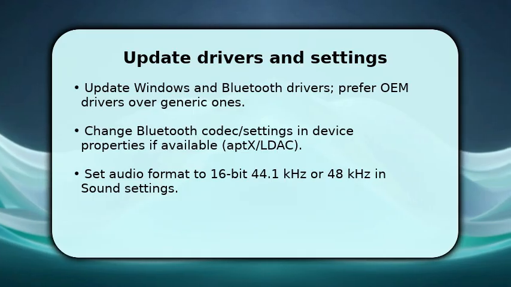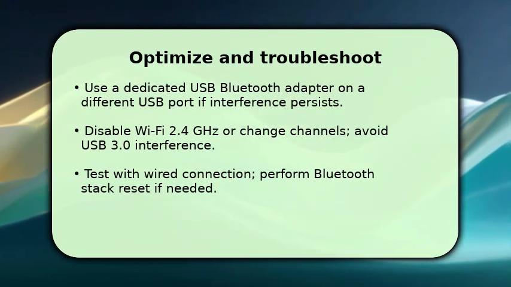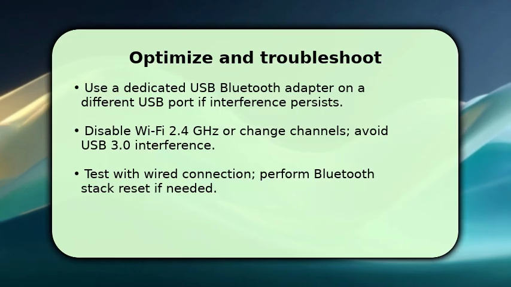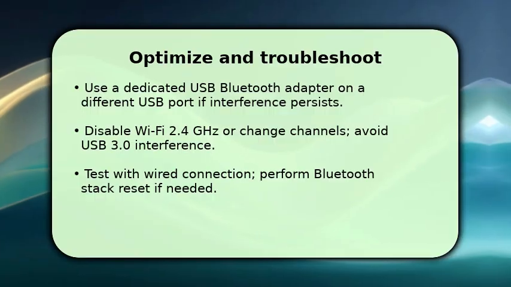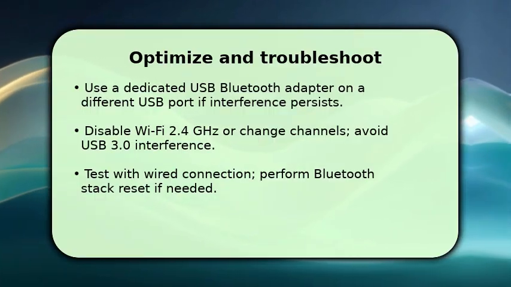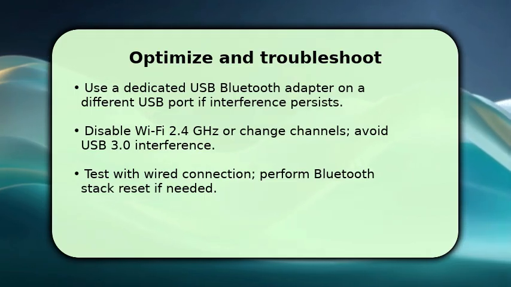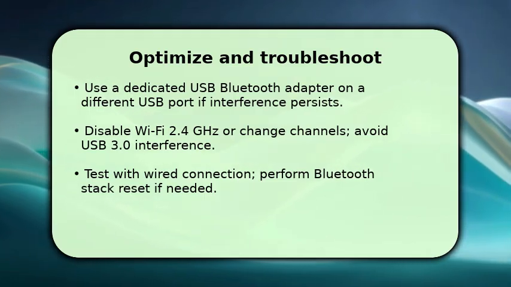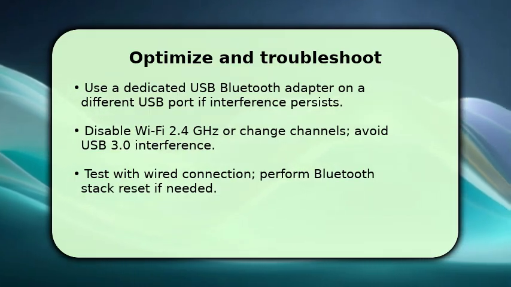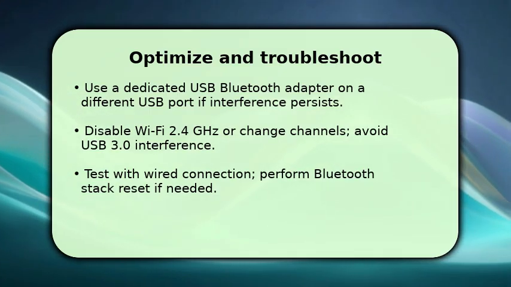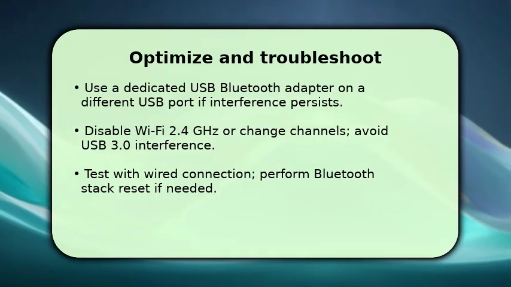If internal Bluetooth is noisy, plug a dedicated USB Bluetooth adapter into a port away from USB 3.0 controllers or use a short USB extension. This often eliminates RF interference. Temporarily disable 2.4 GHz Wi-Fi or change its channel because Wi-Fi and Bluetooth share spectrum. If problems persist, test the same audio on a wired connection to confirm the latency source and perform a Bluetooth stack reset or reinstall.